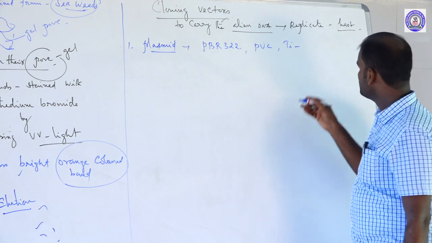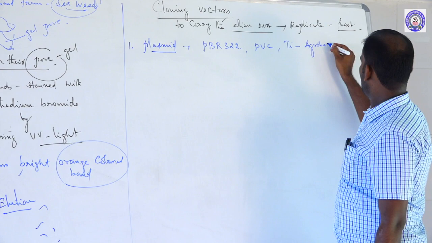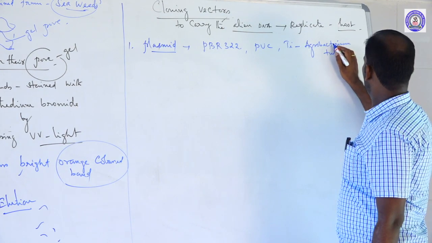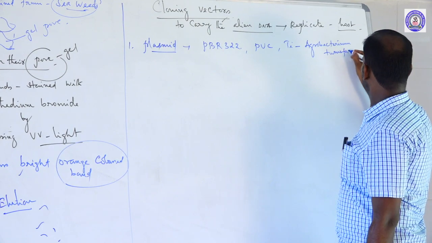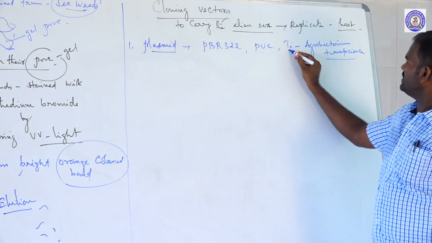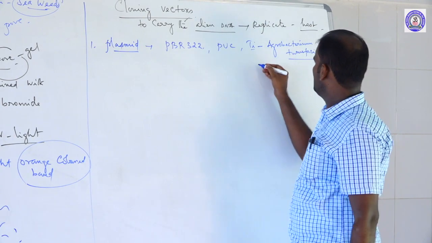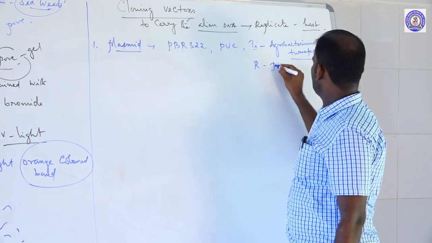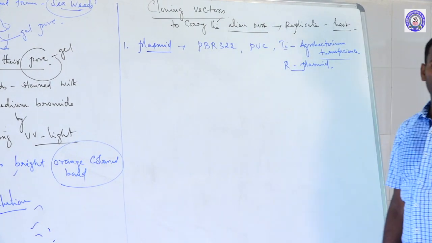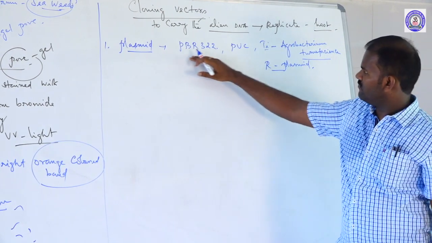Then Ti plasmids, obtained from the bacterium called Agrobacterium tumefaciens. The Ti refers to tumor-inducing plasmids. Then another one is R plasmids. R plasmids are nothing but resistance plasmids, resistant to specific antibiotics. So there are different types of plasmids used.